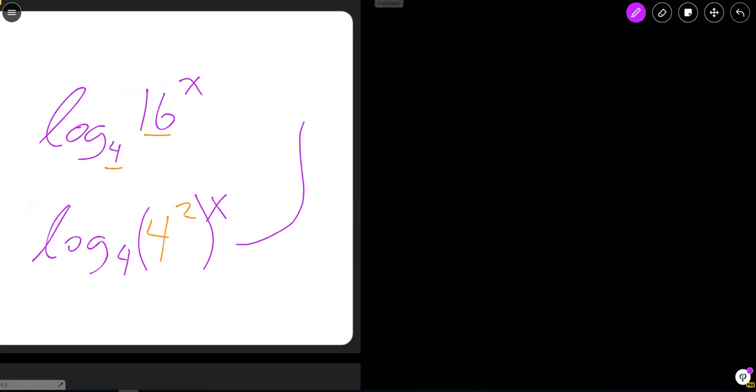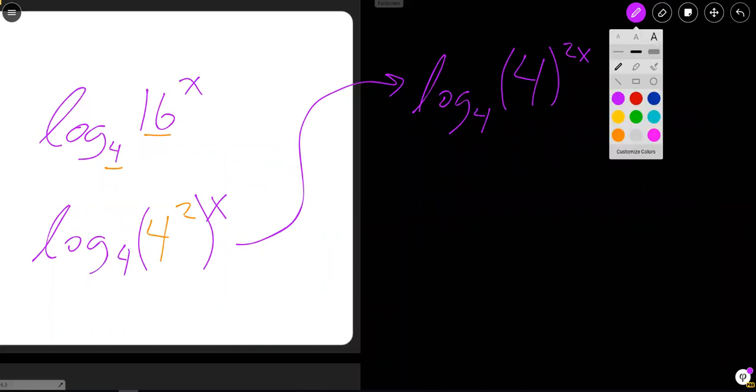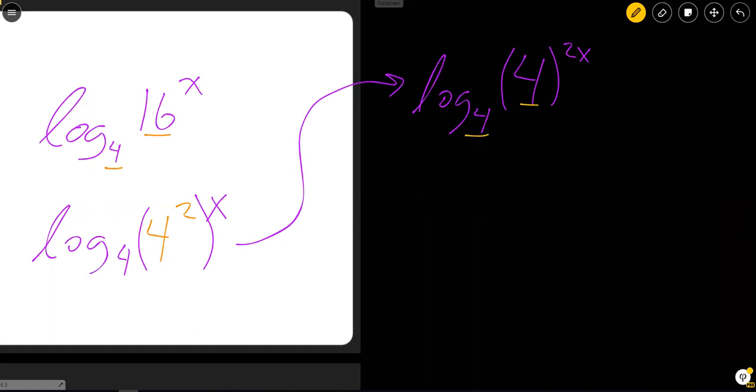I end up with log base 4 of 4 squared to the x power, 4 to the second to the x. Remember the power of a power rule, that just becomes 4 to the 2x power. I'm putting parentheses to show that separation. And then from here, I'm ready to go. I've got my base b showing up both where the actual base is and also as part of the y value of my logarithm. So I can cancel both of these. And what I get at the end is just 2x.